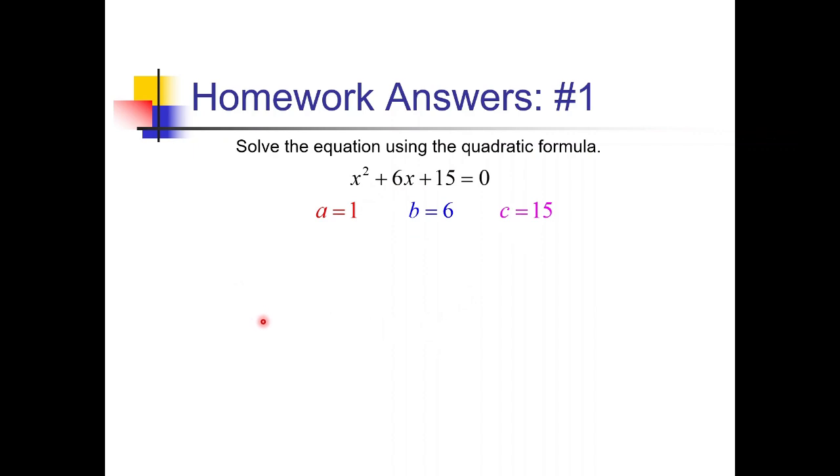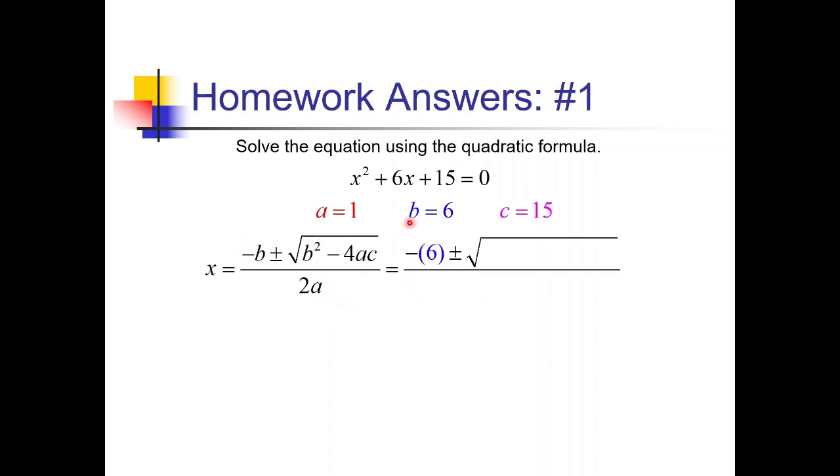So here's our quadratic formula, negative b plus or minus square root of b squared minus 4ac all over 2a. We're doing negative 6, and then we're going to do plus or minus square root of 6 squared minus 4 times 1 times 15 all over 2 times the a value 1. So that's negative 6 up there and 2 down there. Inside we have 36 minus 60, which is negative 24.